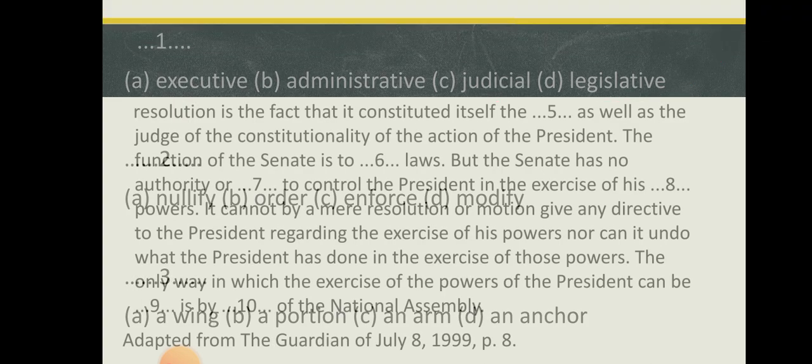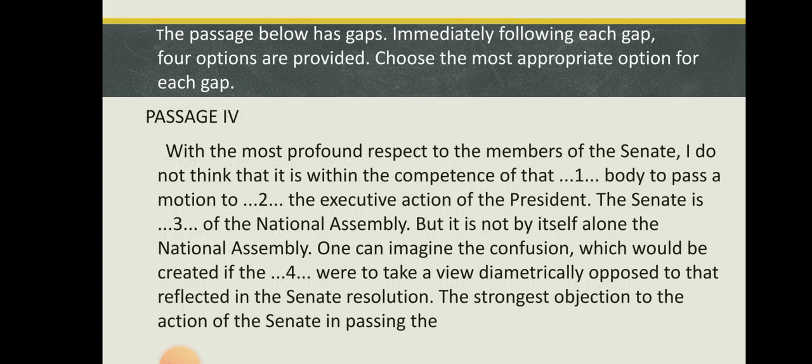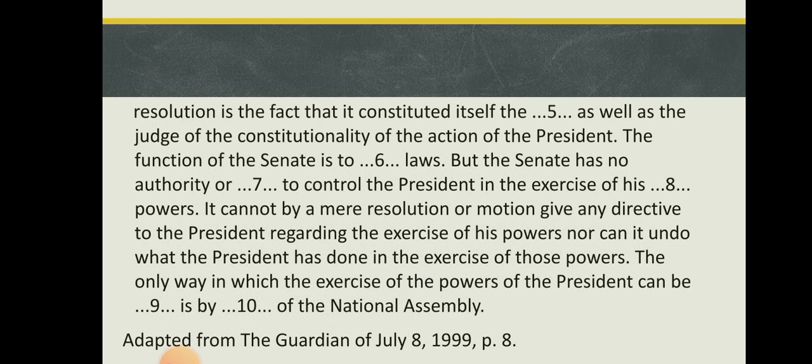Now let's go back to the question again. The question said, with the most profound respect to the members of the Senate, I do not think that it is within the competence of that dash body to pass a motion. So it's the Senate, it's the legislative. Now let's go to question number 1. It is not the competence of that dash body to pass a motion to dash the executive action of the president.